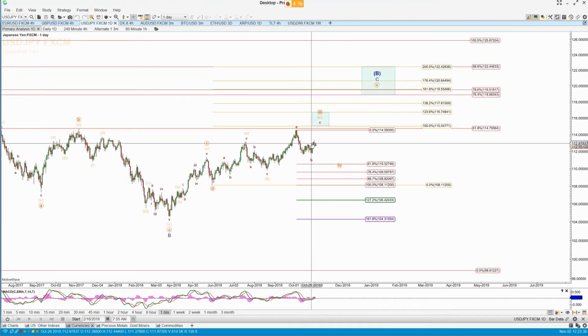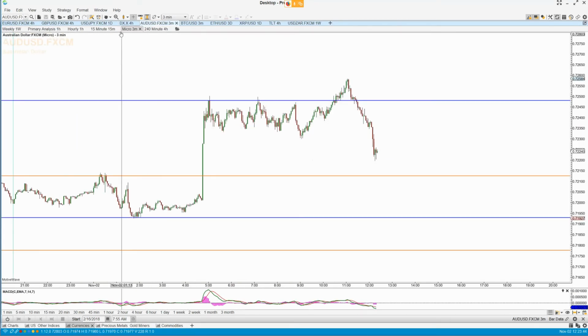US dollar, Japanese yen this morning, it's just consolidating here. I'm looking for that push up still, 115.04.